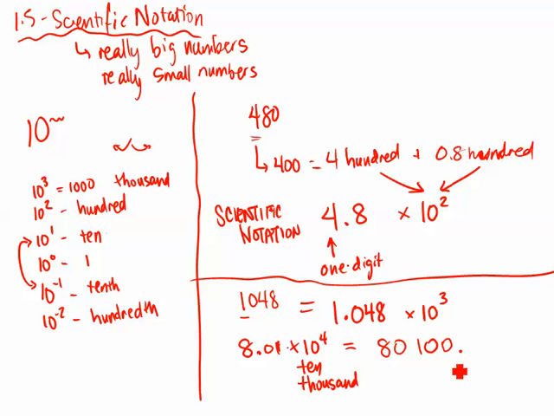To go back and check, we can look at the number of decimal places and go 1, 2, 3, 4, and that will be the power of 10 that is represented in the scientific notation.